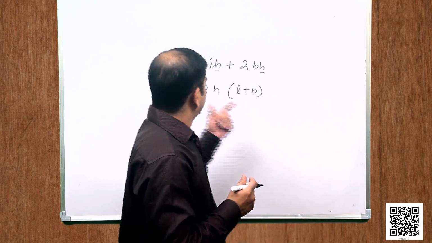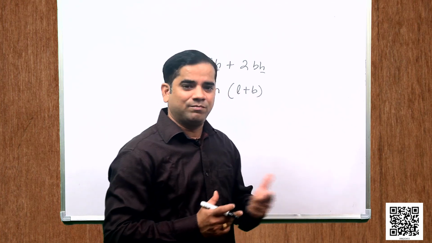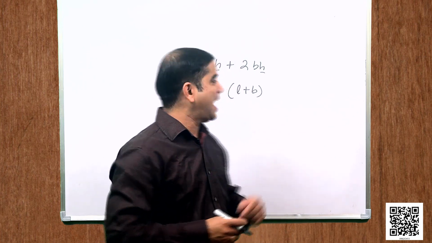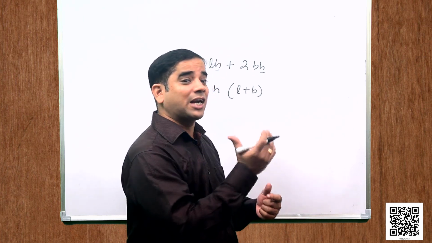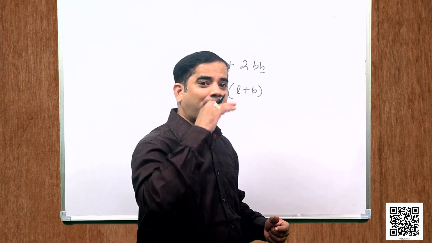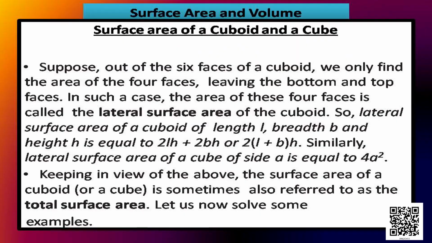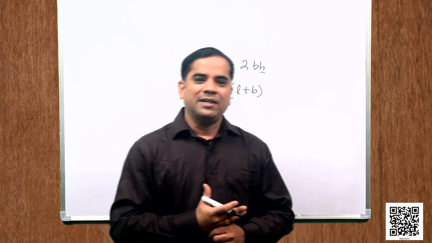Fine. So, this is lateral surface area and that was surface area. Okay. Surface area is 2 into LB plus BH plus LH, and lateral surface area, that means the areas of 4 sides, those surround the cuboid, leaving behind the top and bottom surfaces. Okay. So, keeping in view of the above, the surface area of a cuboid or a cube is sometimes also referred to as the total surface area, as I have been referring time and again during my discussion.